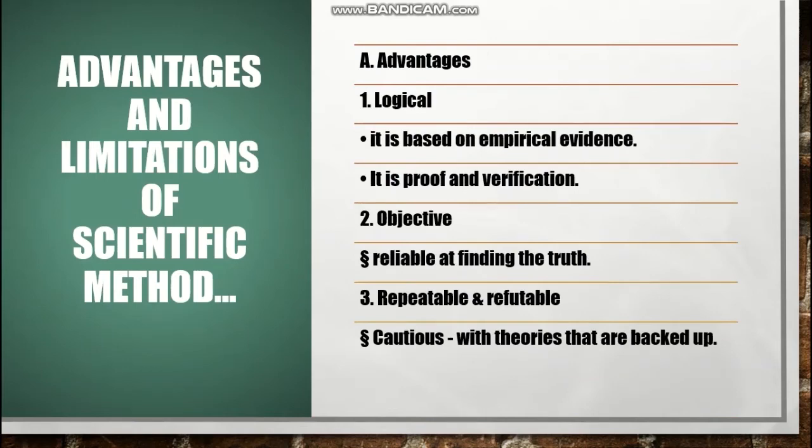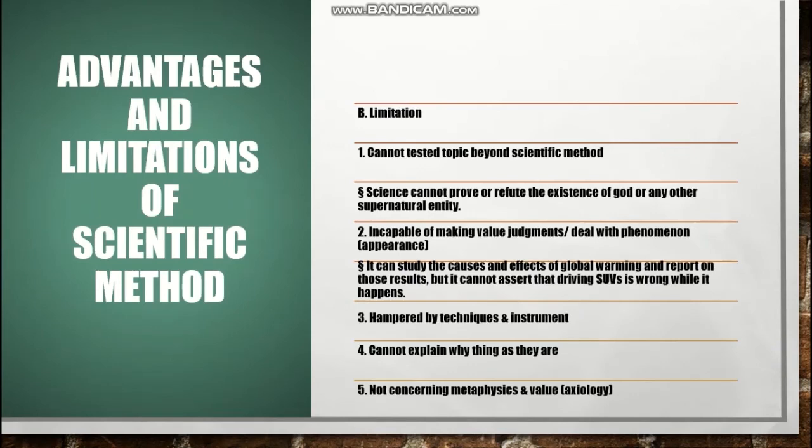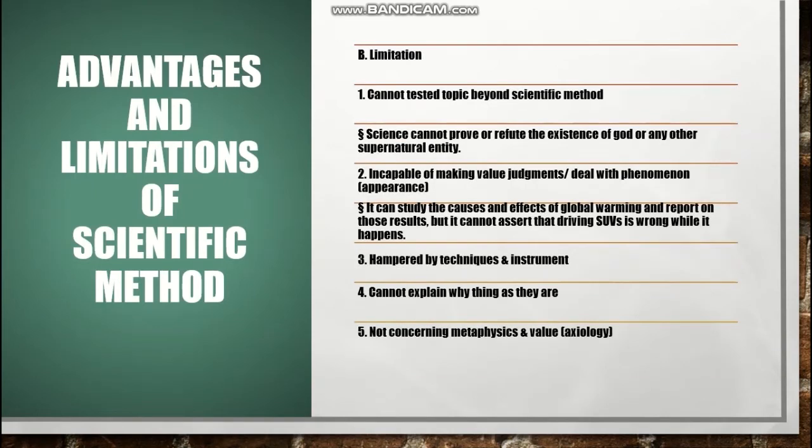Advantage and limitation of scientific method. Advantage. First, logical. It is based on empirical evidence. It is proof and verification. Second, objective. Reliable at finding the truth. Third, repeatable and refutable. Cautious with theories that are backed up.